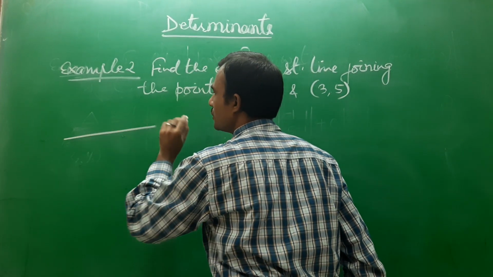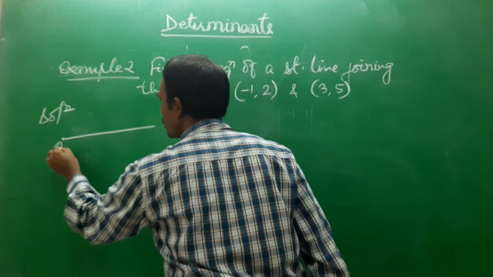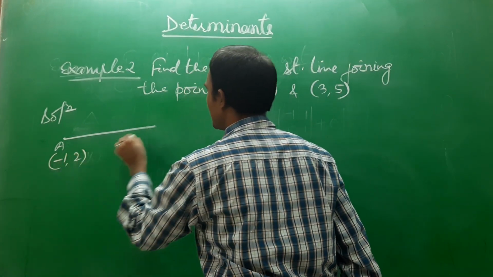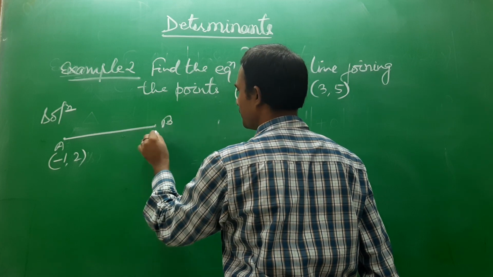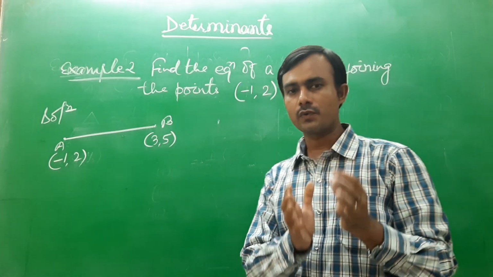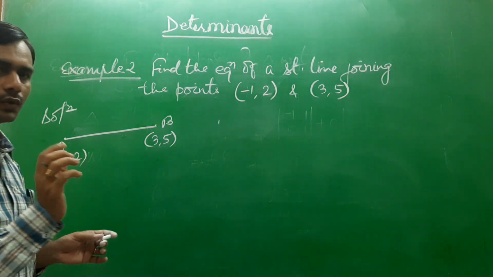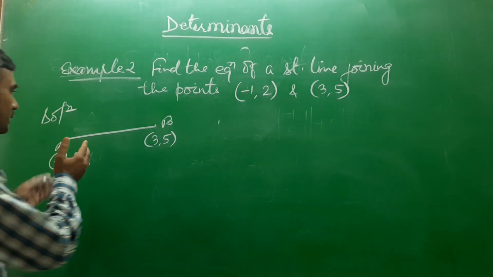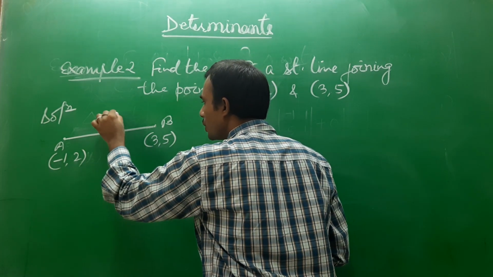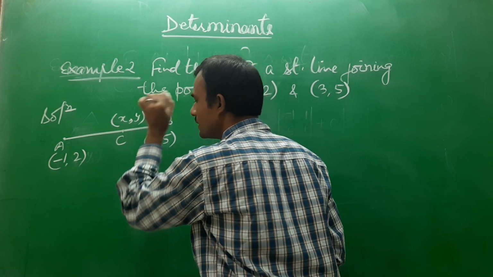Joining the points, it means in the solution we already have 2 points: the first point is -1, 2 and the second point is 3, 5. Now to find the equation we need the variables x and y. So consider any point anywhere on the line whose coordinates are x and y. Consider it as C.